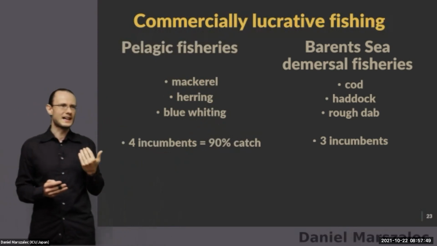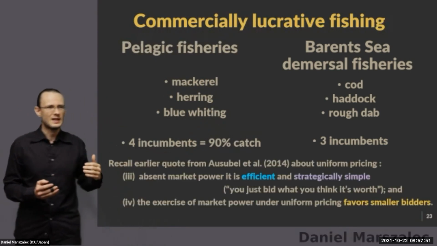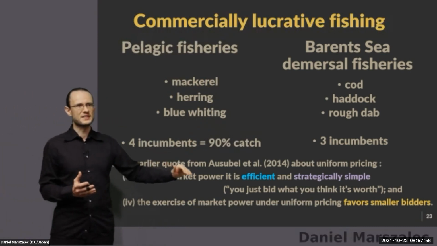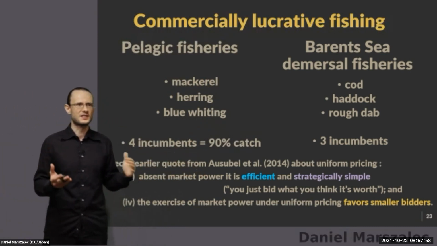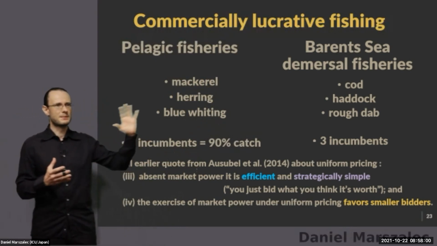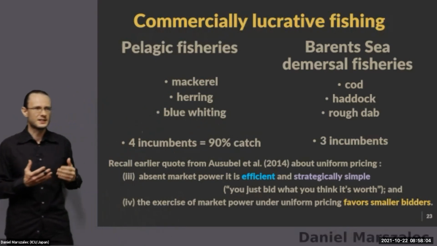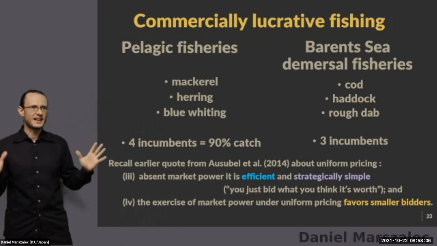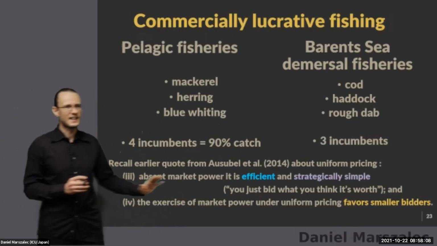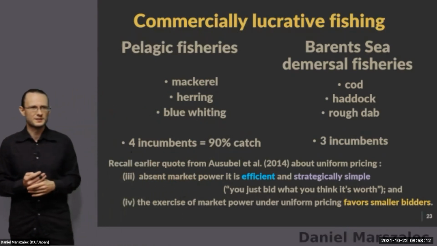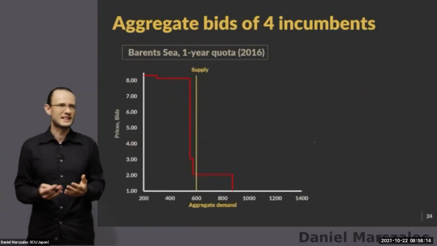So going back to our quote from Ausubel, which said that uniform pricing is nice because absent market power, it is efficient and strategically simple, maybe we have a suspicion that this idea of absence of market power is not satisfied here. But point 4 tells us that, hey, it should be okay because the exercise of market power under uniform pricing should favor smaller bidders. Let's see whether that is what happened.